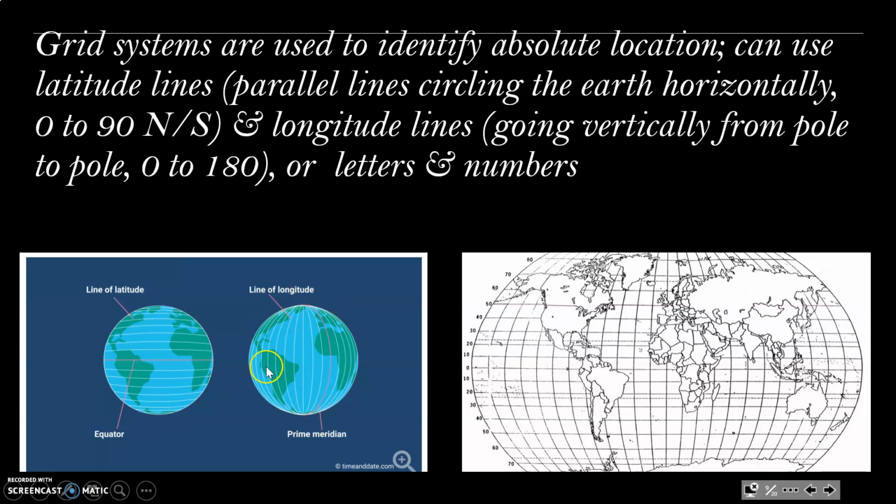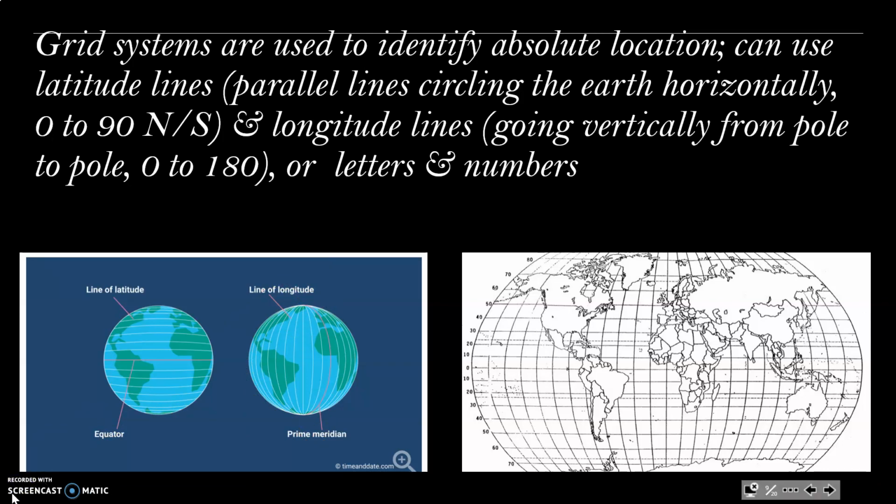To intersect those lines, we have lines of longitude, and they go long. Lines of longitude touch at the poles. They are the widest at the equator, and they go vertically from pole to pole. And the two main lines of longitude are 0 degrees, which is the prime meridian, and that divides the Earth into western and eastern hemispheres. And then on the other side, you have the international date line.